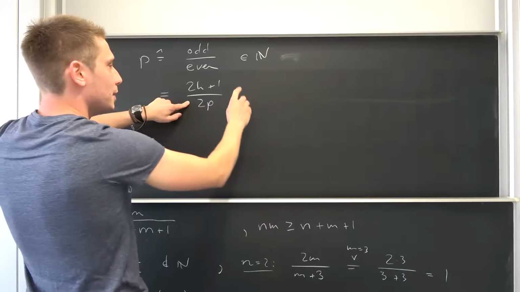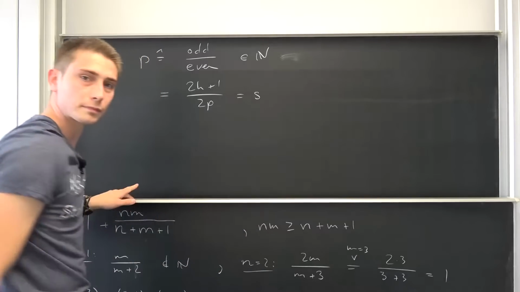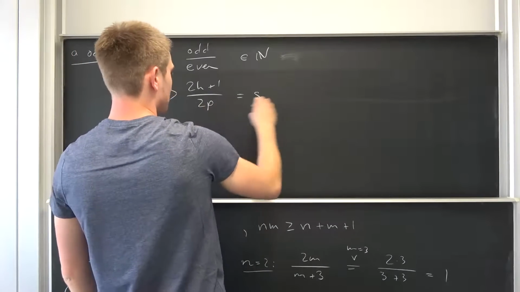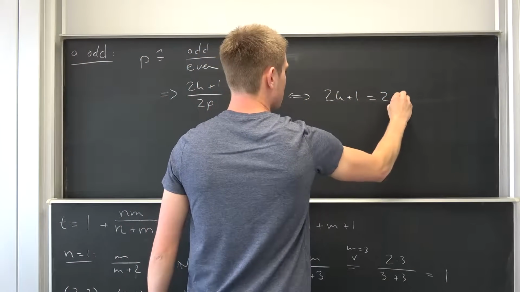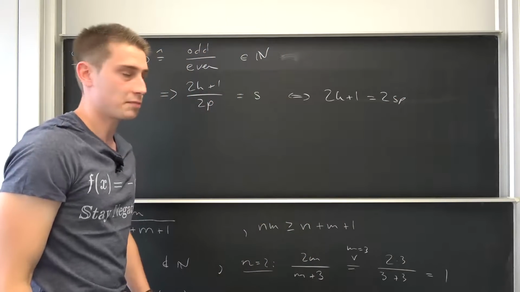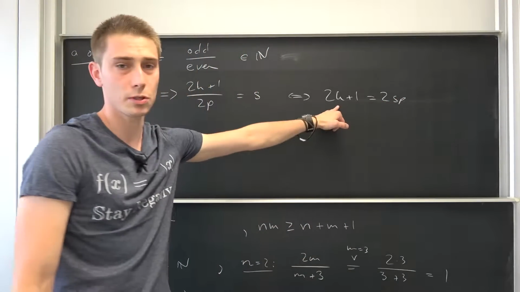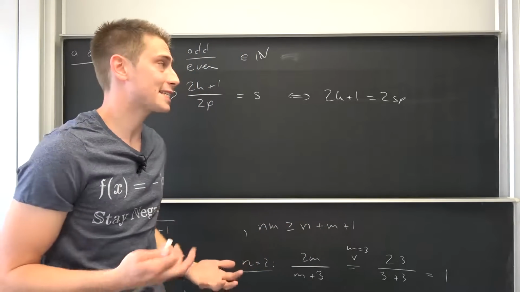If this were an element of the natural numbers, we would say that this is equal to some, I don't know, s. Now multiplying both sides by this 2 times p leaves us with 2 times k plus 1 being equal to 2 times s times p. S times p is in n. We would have that an even number is equal to an odd number. It doesn't work in n, so 1 is not equal to 2. You just can't have this in n.